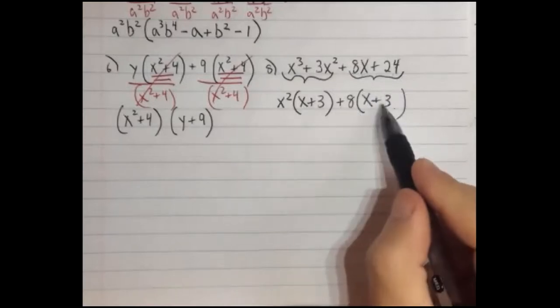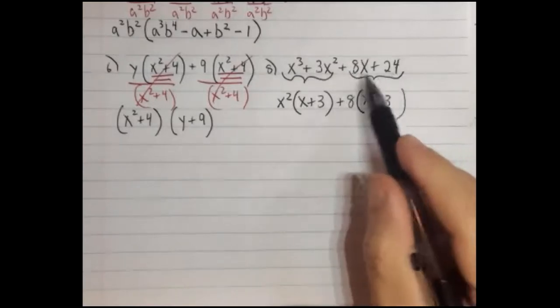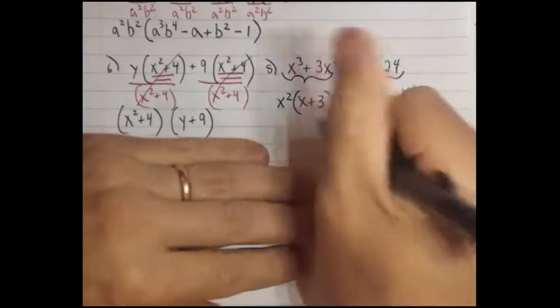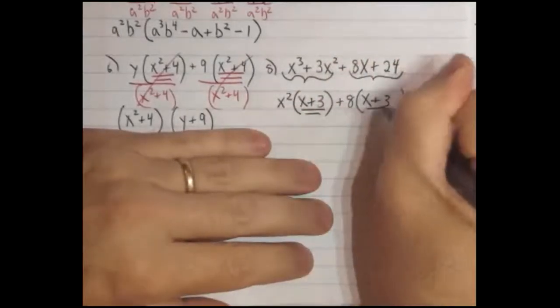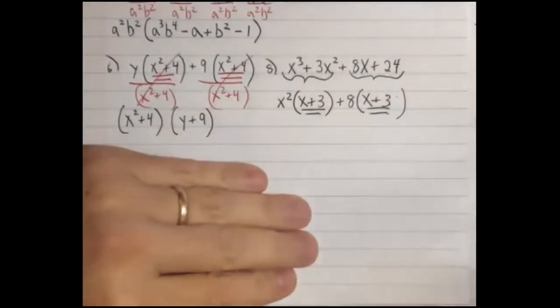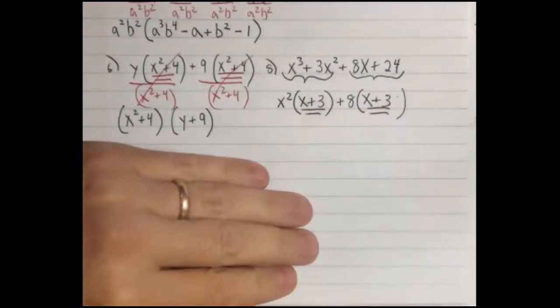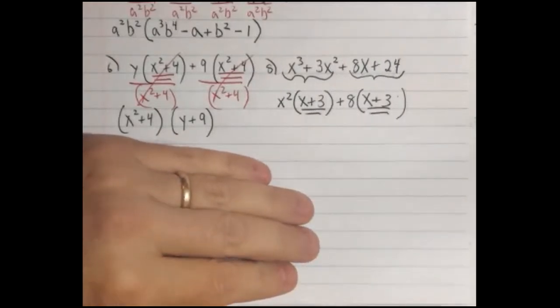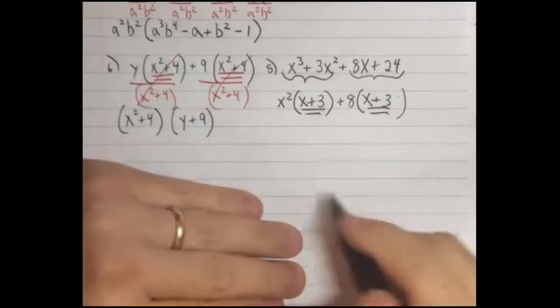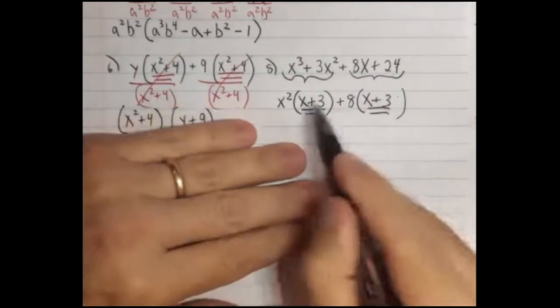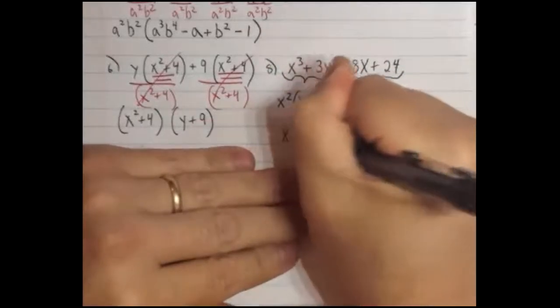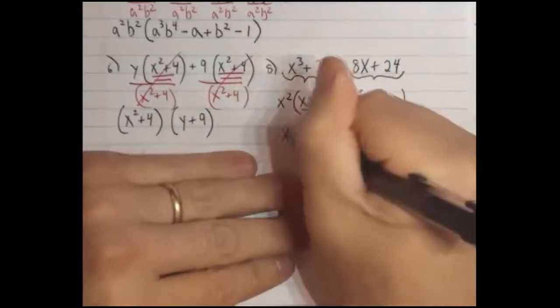Again, if I went back in and put that 8 in, it would give me back the 8x plus 24. The key with this grouping is after I do that, what do we notice? I have the same thing. When you do this, if you don't have the same thing on both sides, then you probably didn't factor it correctly. But since I do, that is what I'm going to pull out. I'm going to pull out that x plus 3.